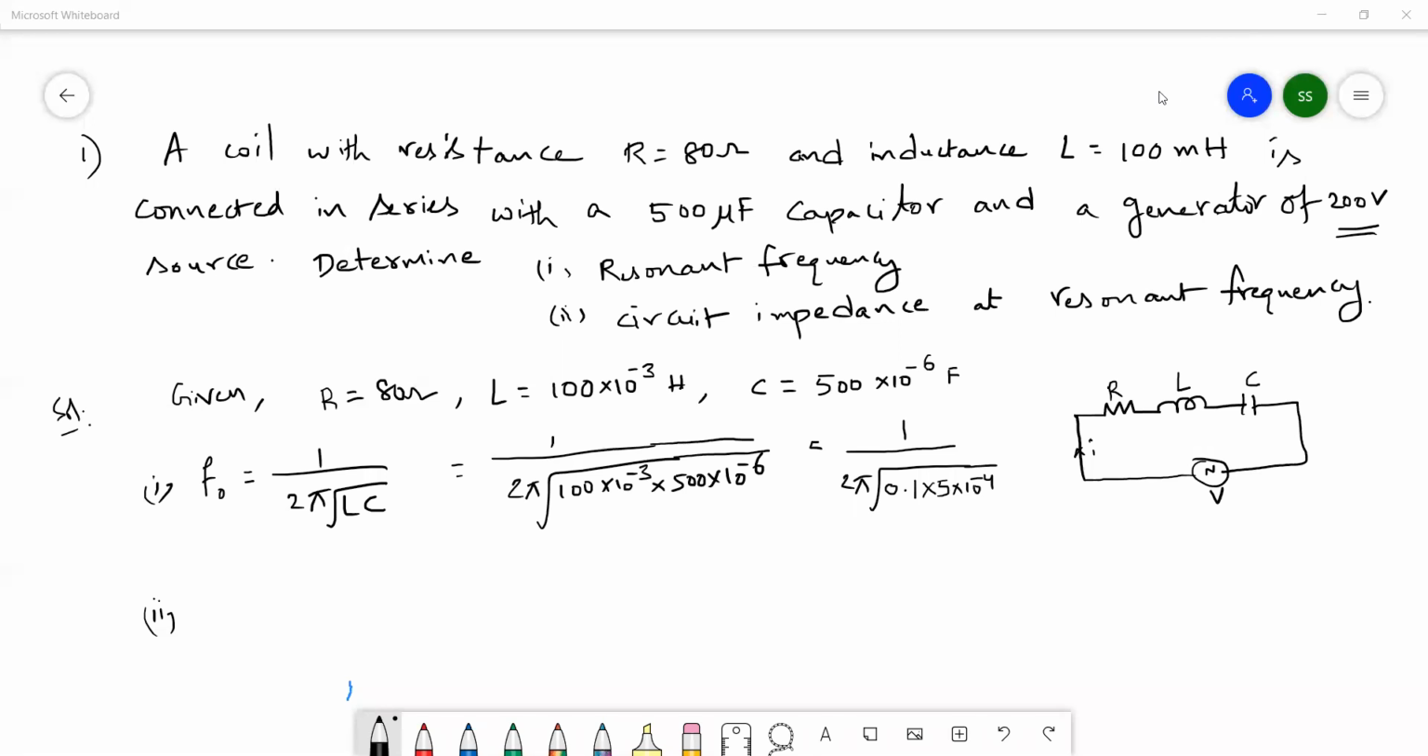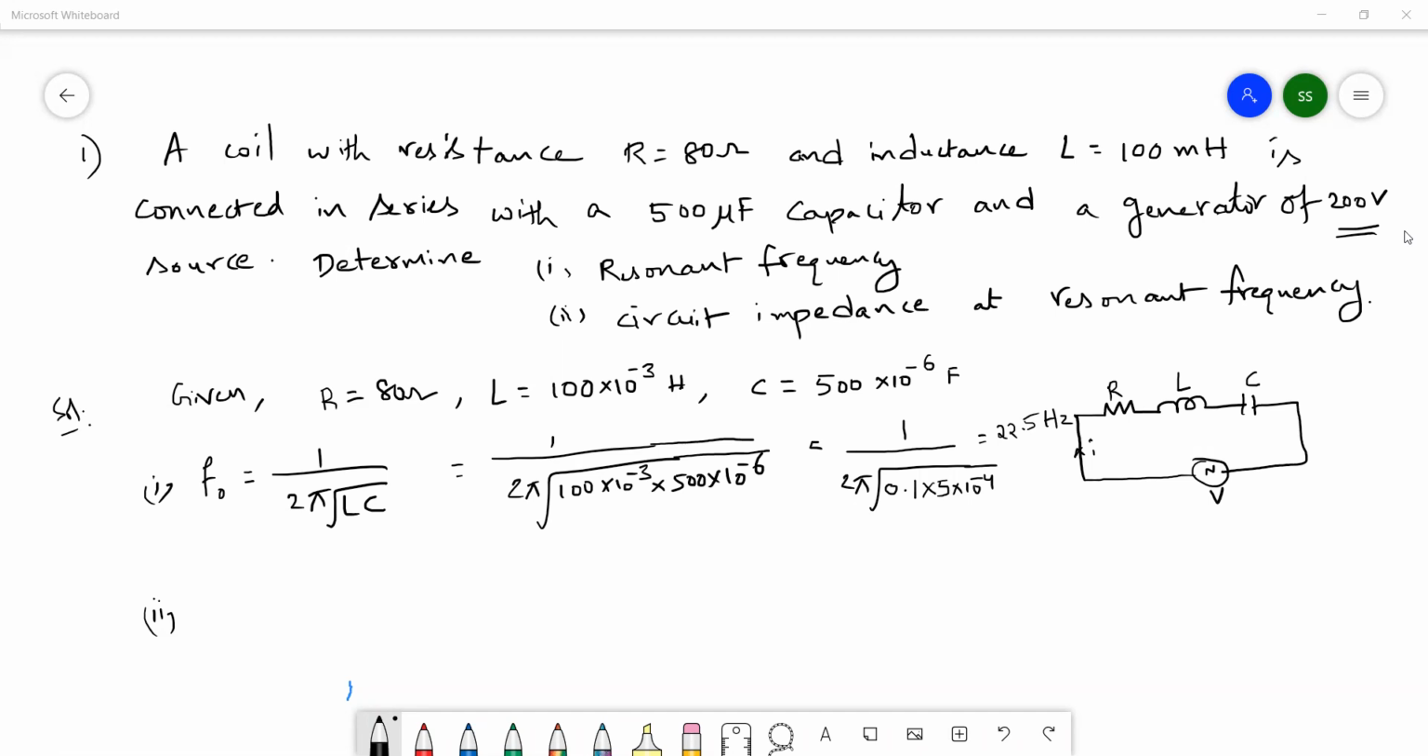Tell me. 0.044? No, wrong answer. Sir, we have to take the root value. 0.1 into 5 into 10 to the power of minus 4. Total: 1 over 2 pi under root 0.1 into 5 into 10 to the power of minus 4. The total value is your F naught, not only the under-root part. So your answer is 22.5. Avinash, correct? Are you getting the same value? Yes, sir, 22.51. Okay, 22.5 done.